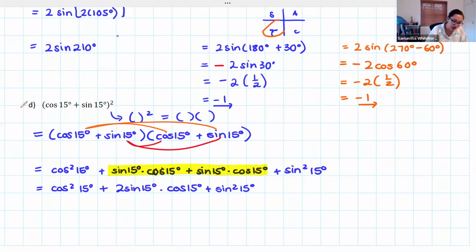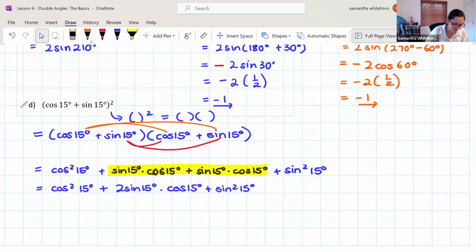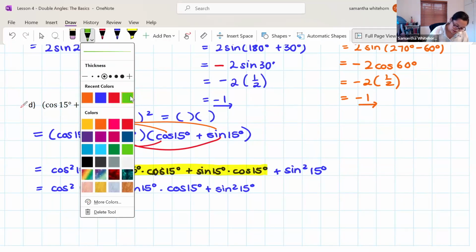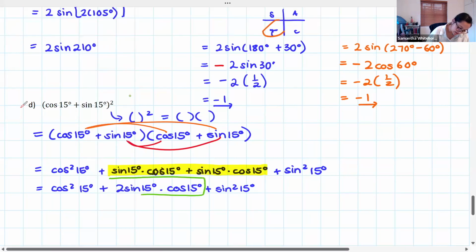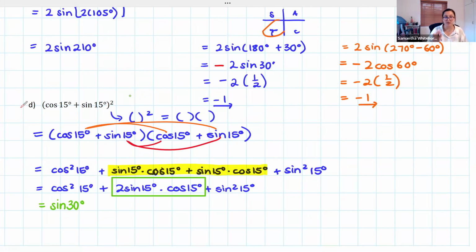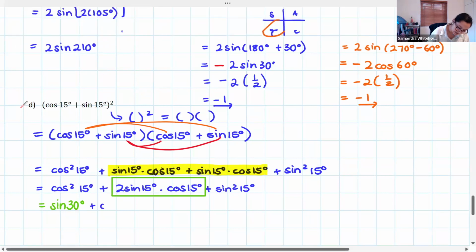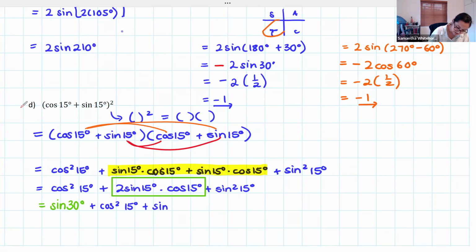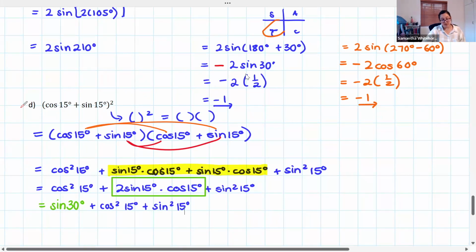Excellent. Okay, so Josh has told us that this middle term over here is the sine double angle identity. We can simplify that. So this is going to be sine of 30 degrees. Wonderful, because that's a special angle. But then what we have left still is the cos squared 15 plus sine squared 15. Is there another identity I can maybe apply here?